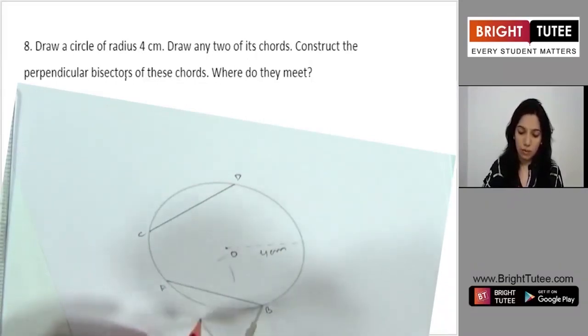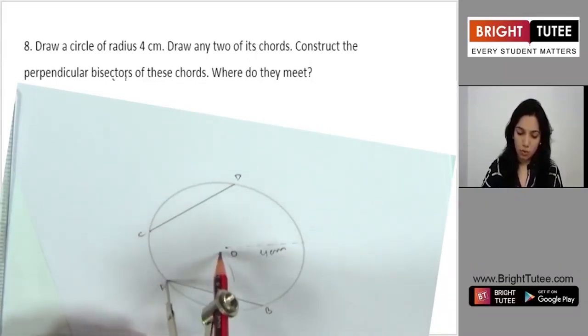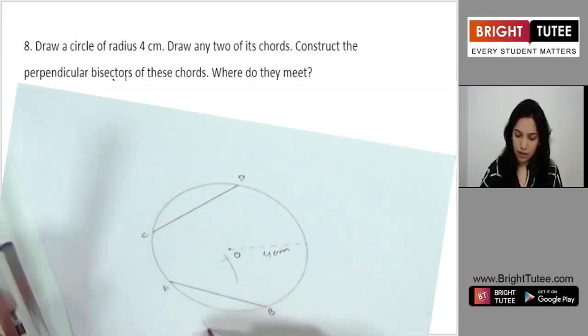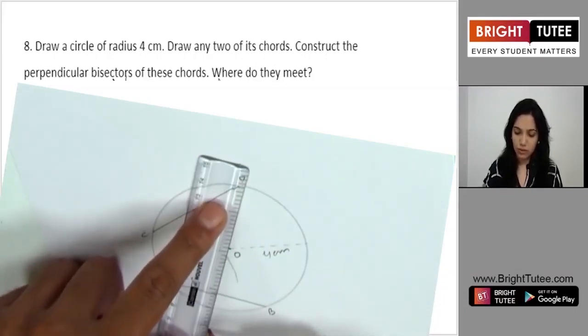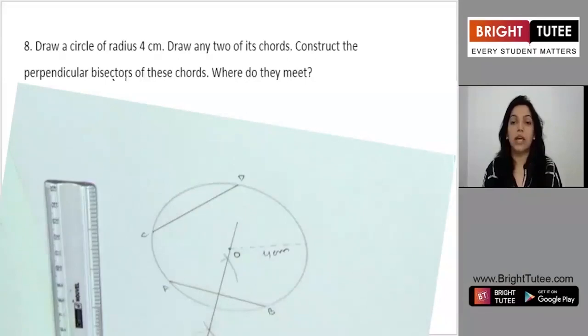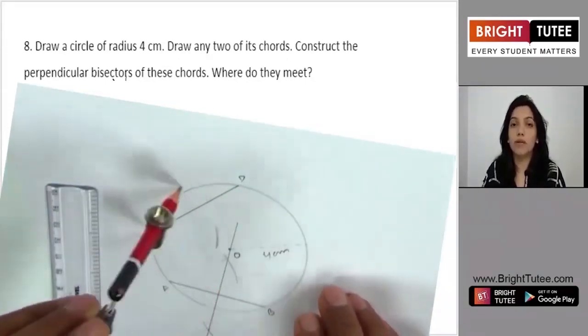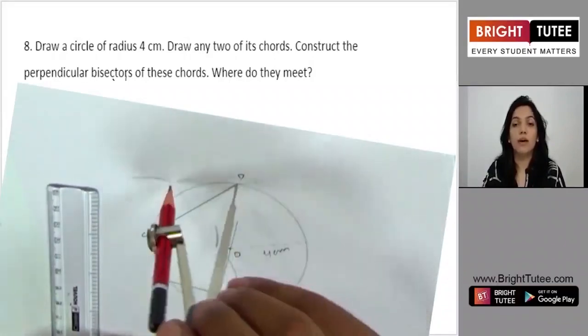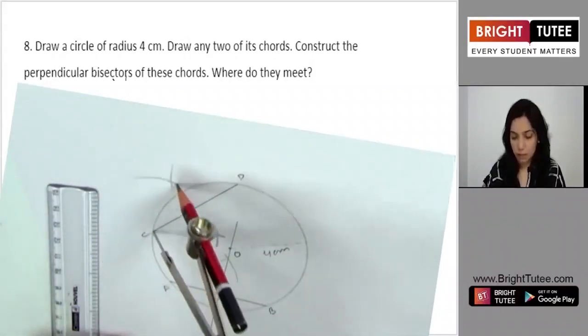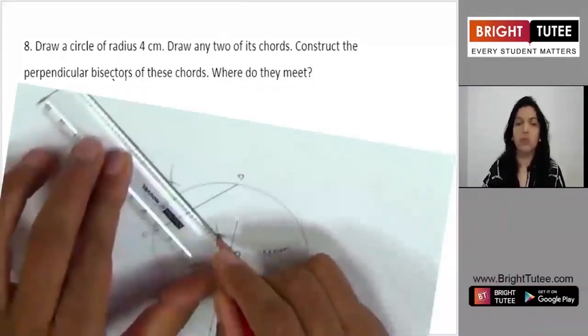So you draw perpendicular bisectors to both of these lines, okay? And mine is not a neat one. So when you are done with this, you will observe that these two perpendicular lines for these chords will intersect at the point, say the point O.